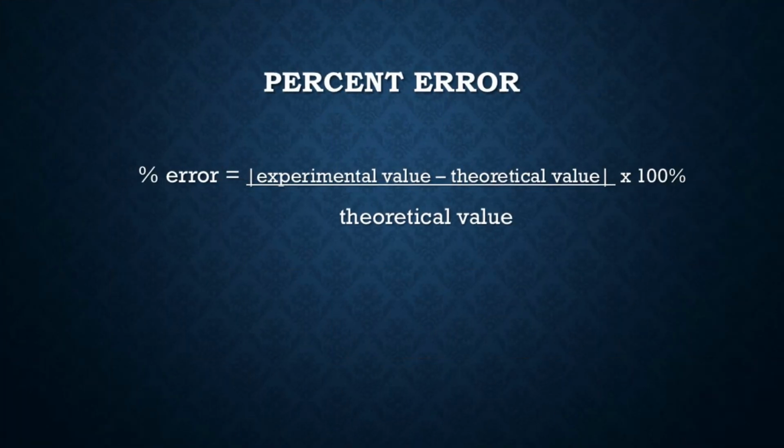Percentage error is given by this equation: experimental value minus theoretical value, multiplied by 100%, divided by theoretical value.